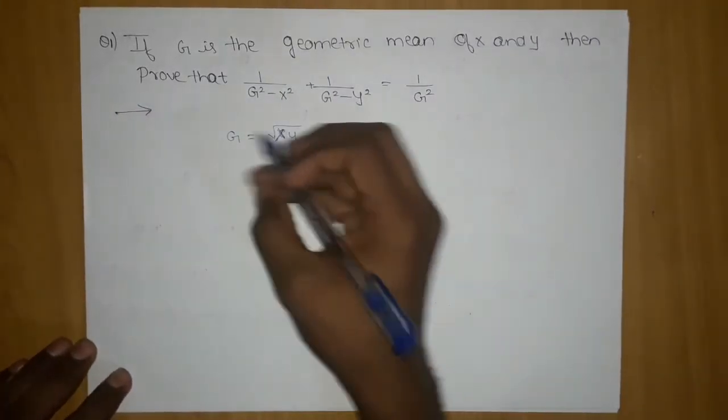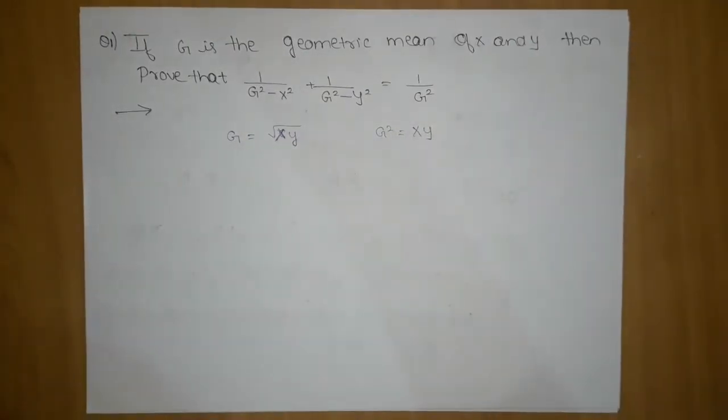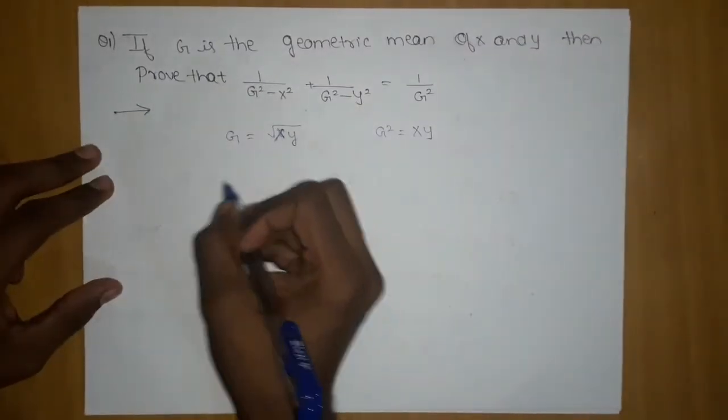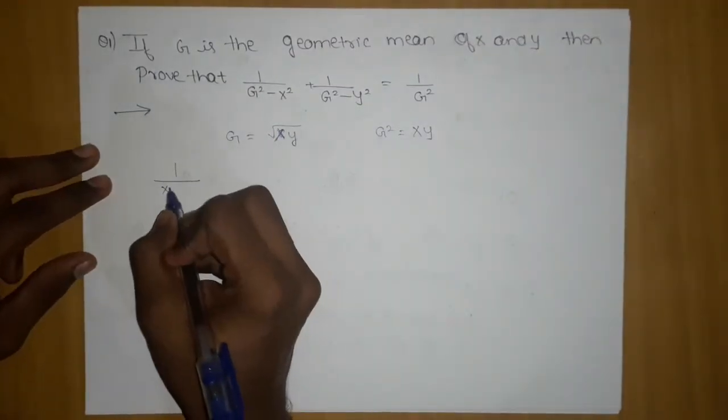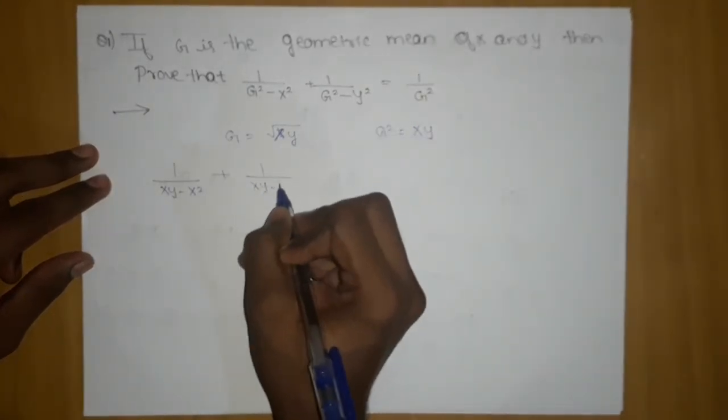So g square will be what? g square will be nothing but xy. Now let's substitute the value and see what we can get. So now let's substitute the value of g square. What we have? 1 upon xy minus x square plus 1 upon xy minus y square.